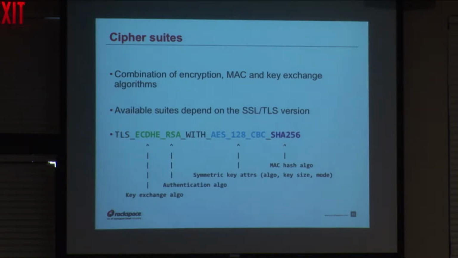So this is what you might be familiar with if you've dug into setting up Nginx or anything like that to set different SSL ciphers. This long string here actually has a meaning. It's not just a bunch of incomprehensible words. So the first bit here is your key exchange algorithm. So this would be Elliptic Curve Diffie-Hellman. You've got your authentication algorithm, which this one's RSA, and then you've got your key attributes, so AES 128-bit, CBC mode, and then you've got your MAC hash algorithm at the end.